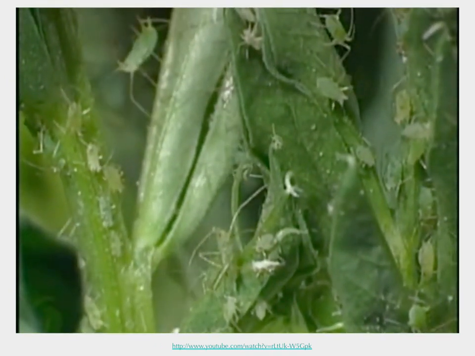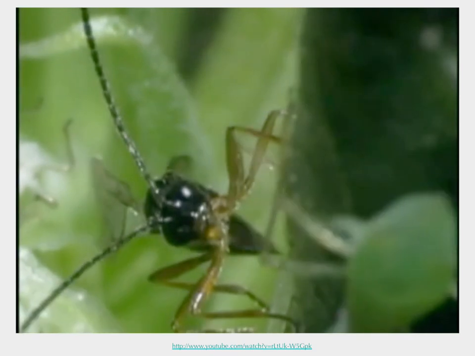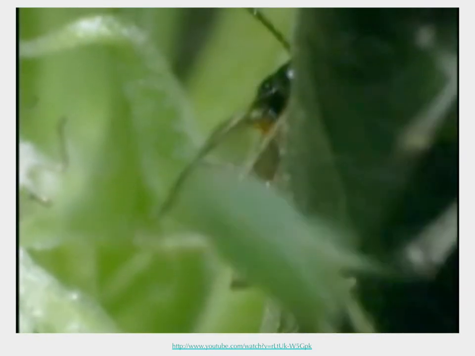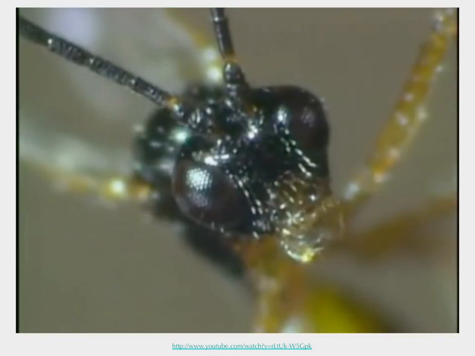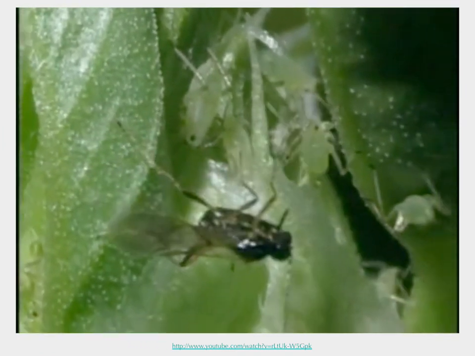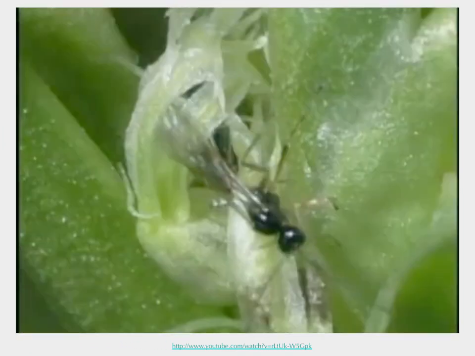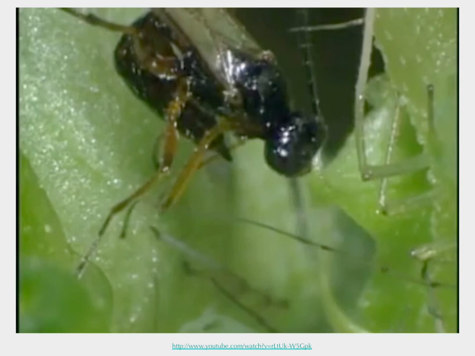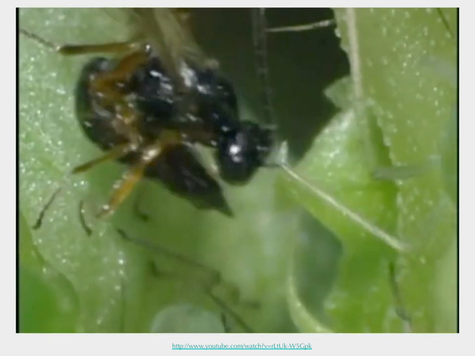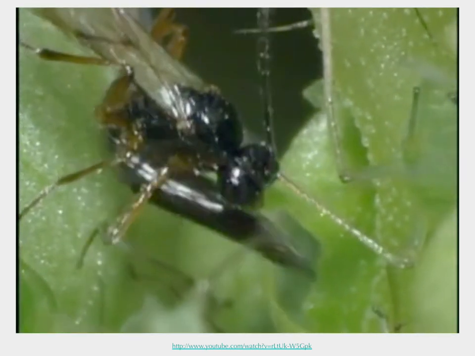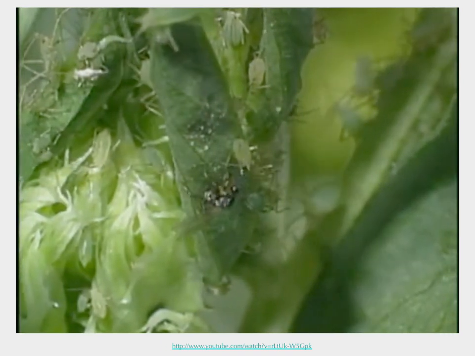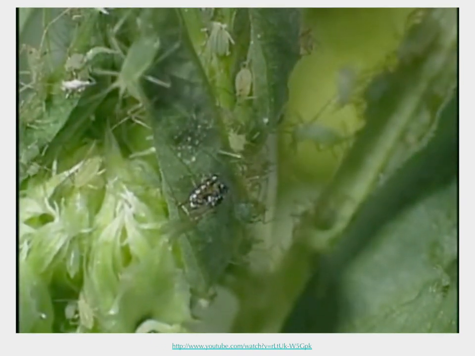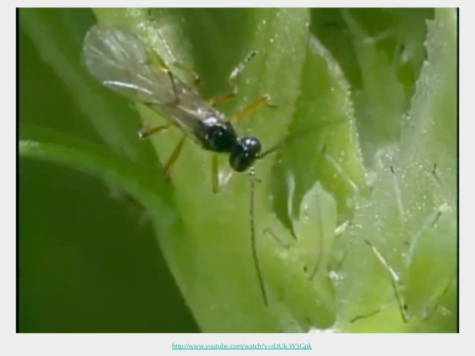All right, so what's happening here? It's injecting aphids with eggs, and then eventually the wasp larvae will kill the aphid. These are parasitoids. Here we see inside the aphid the wasp larvae developing.